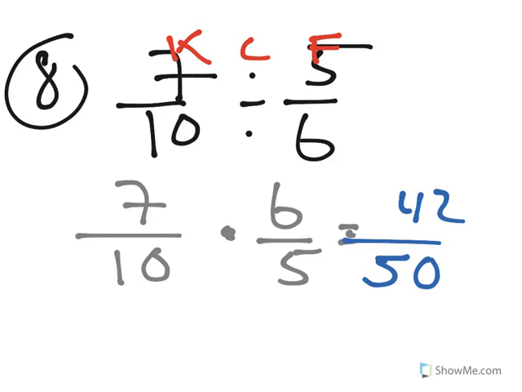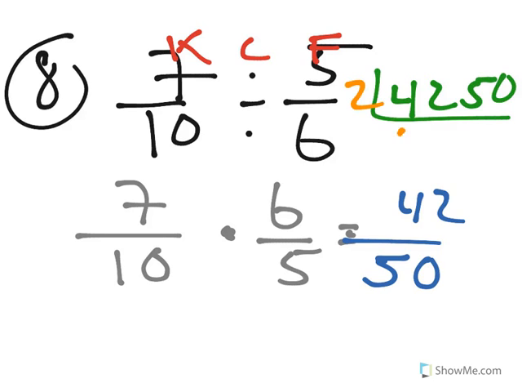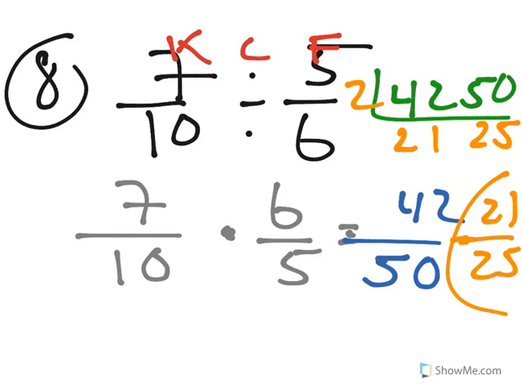What will go into 42 and 50? So I put it in my sled. I know 2 goes into it since it's even, and I get 21/25, and that is my answer, 21/25. So make sure you always simplify.